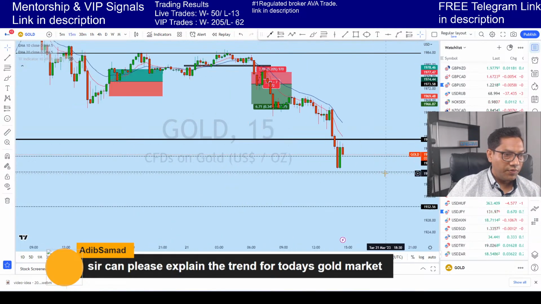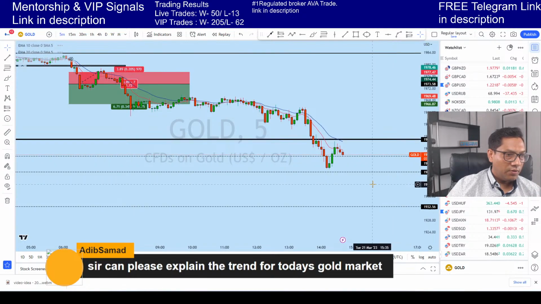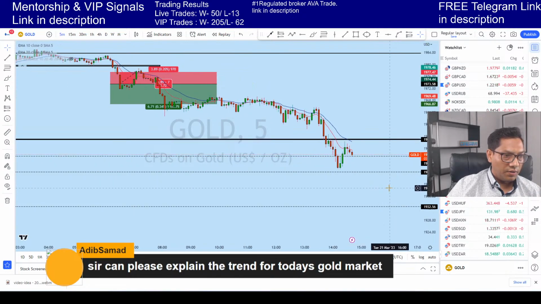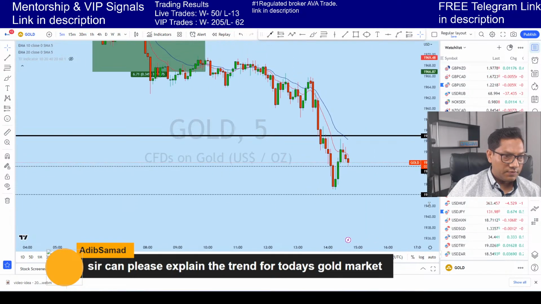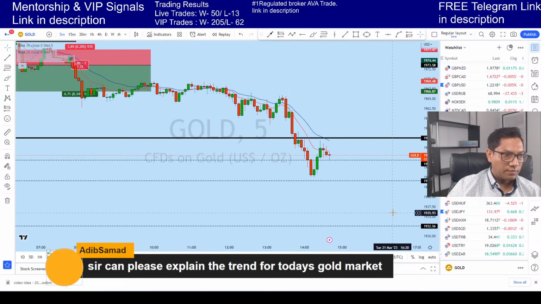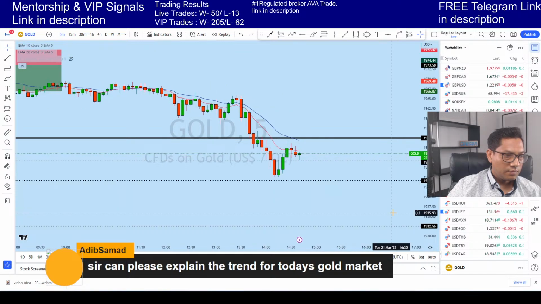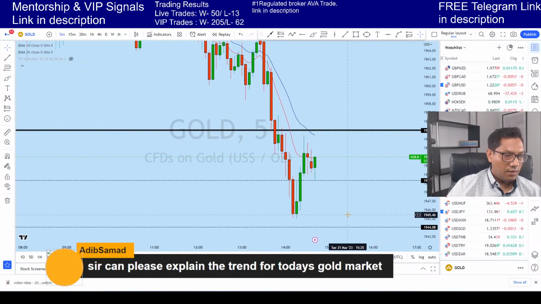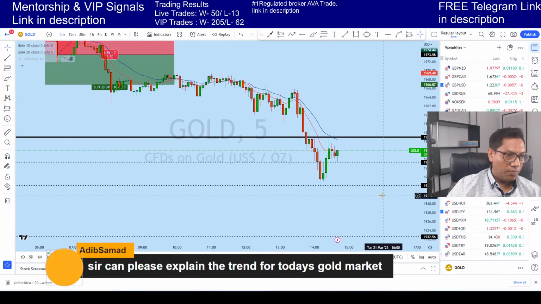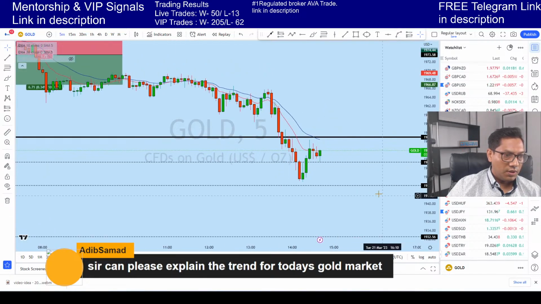On the 15 minutes, gold is now forming. Let's see what it does. We need to see gold reversing, then we can think of going long.